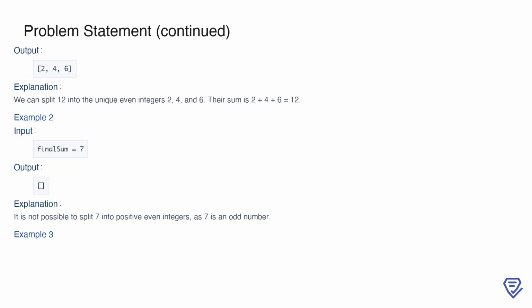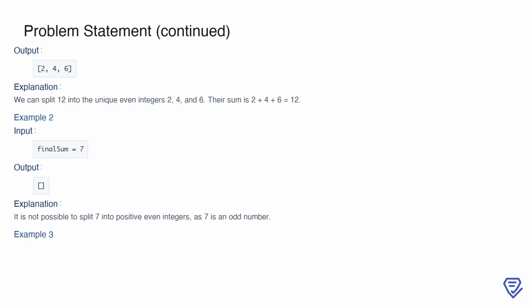For example, if final sum is 12, the output could be 2, 4, 6. These are unique positive even integers, and their sum is 2 plus 4 plus 6, which equals 12. Now, consider a different case where final sum is 7. In this scenario, the output would be an empty array, as 7 is an odd number, and it is impossible to split an odd number into positive even integers.